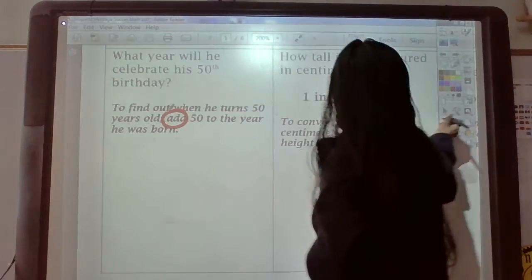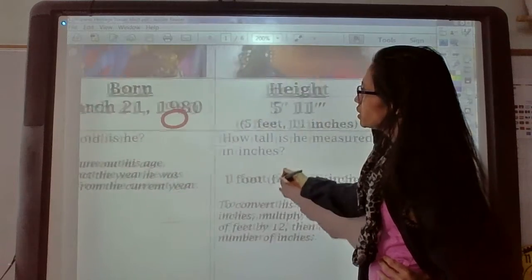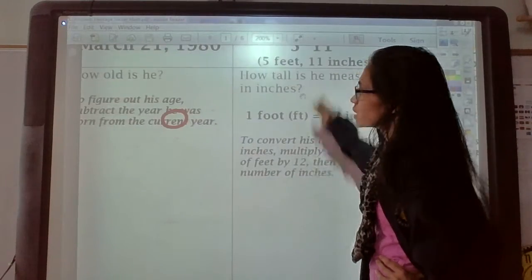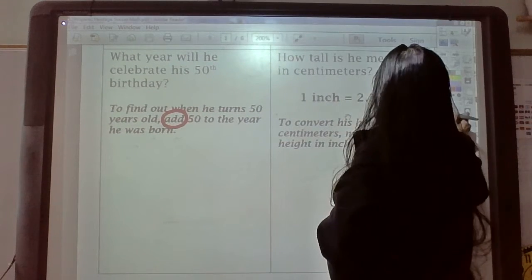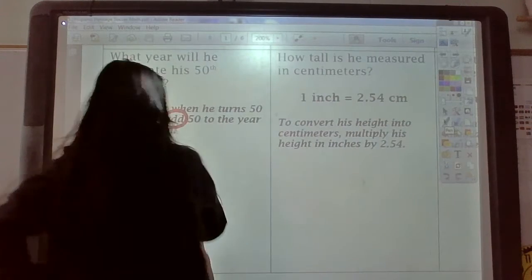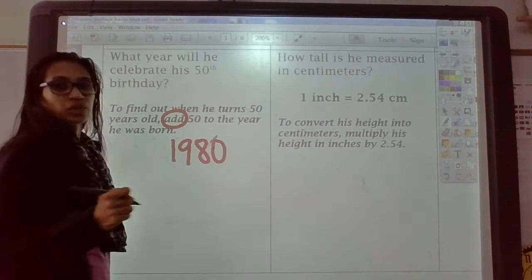All right. If not, let's go back. Watch that circle still be there. Look, look, look. He was born in 1980. Right there, 1980. All right, let's move it back. Bam, right there. So we need to write 1980. That's the year he was born.